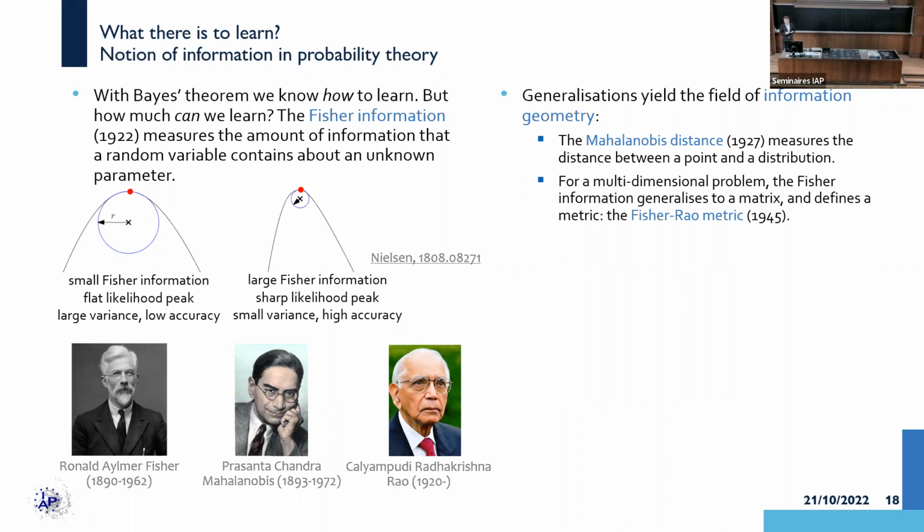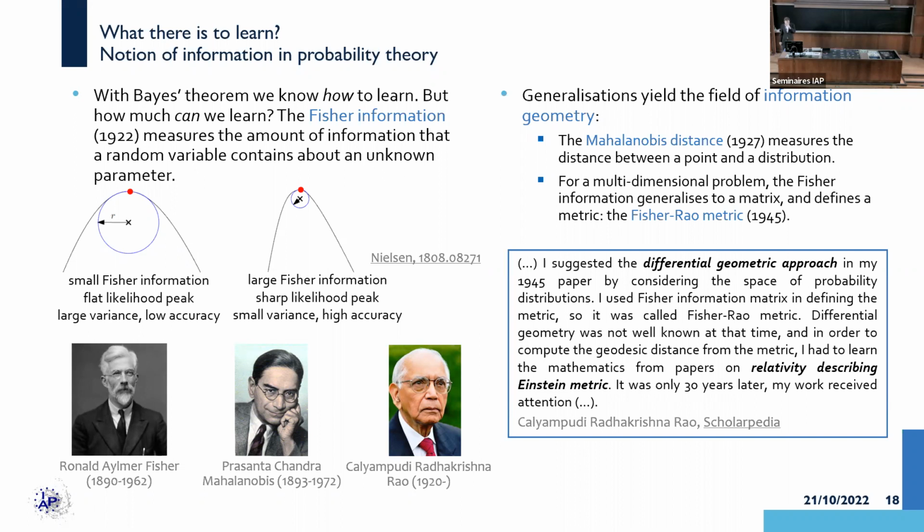etc. In fact, I found a quote by Rao where he comes back on his work and he said, I suggested the differential geometric approach in my 1945 paper by considering the space of probability distributions. I used the Fisher information matrix in defining the metric, so it was called the Fisher-Rao metric. Differential geometry was not well known at that time. And in order to compute the geodesic distance from the metric, I had to learn the mathematics from papers on relativity describing the Einstein metric. It was only 30 years later that my work received attention.